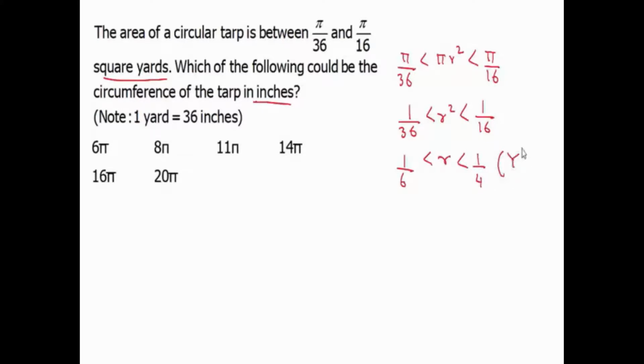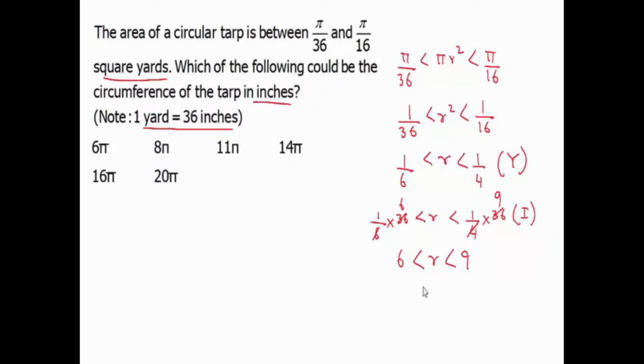So this is in yards. As we need to find the circumference of the tarp in inches, let's convert this range to inches by multiplying everything by 36 inches per yard. So we have 1 over 6 times 36 is less than r is less than 1/4 times 36, and this time this is in inches. Simplifying, we get this is 6 and this is 9. So the radius of the circular tarp is between 6 and 9 inches.